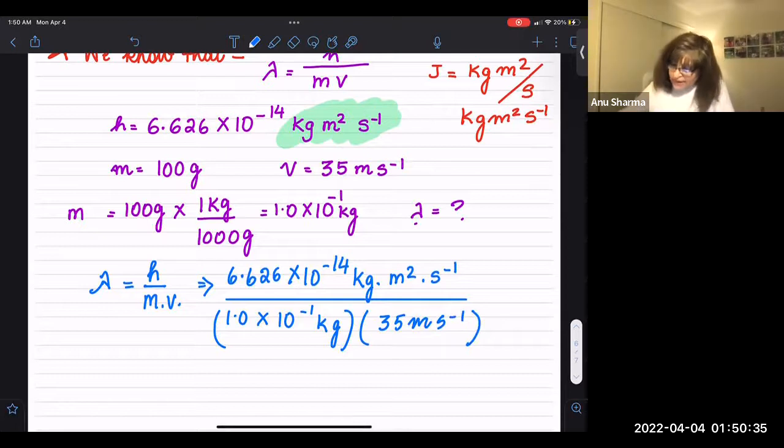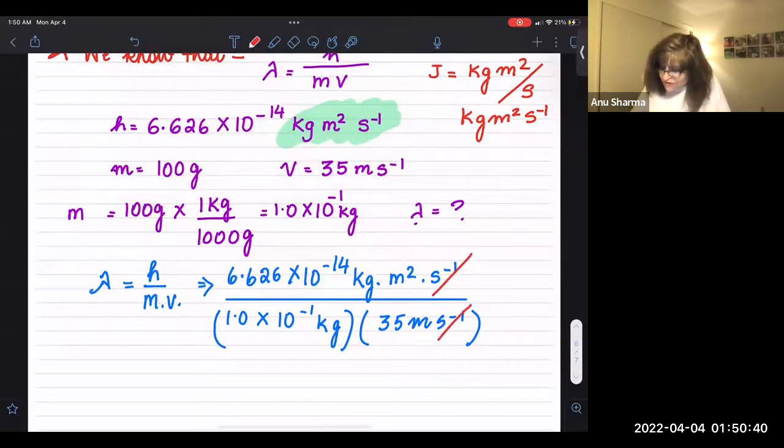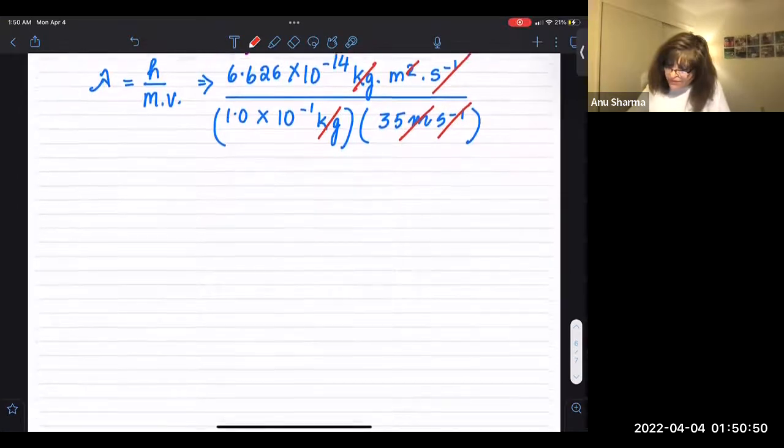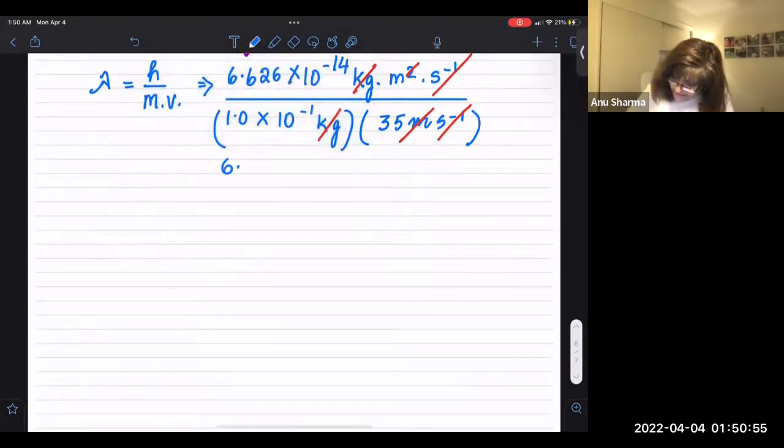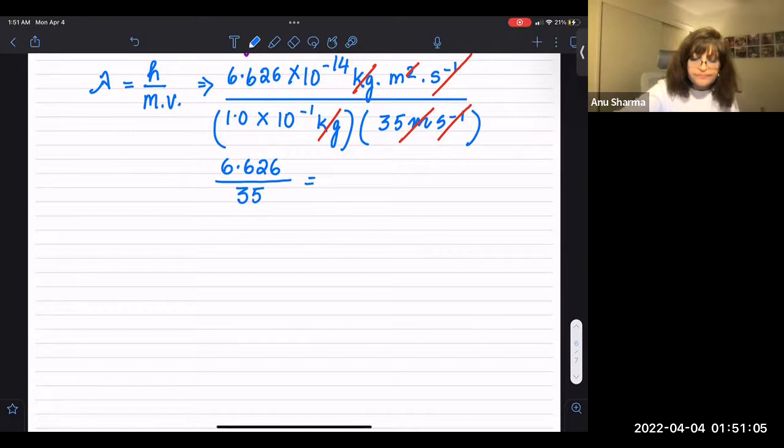Okay, so now we see here that the seconds inverse and the seconds inverse cancel out. Meters and this meter square cancel out, and we're just left with the meters. And then kilograms and kilograms cancel out. So all these units cancel out. This is an important thing. Next, we're just going to take this 6.626 over 1.0 times, so over 35. So let us see what we get here.